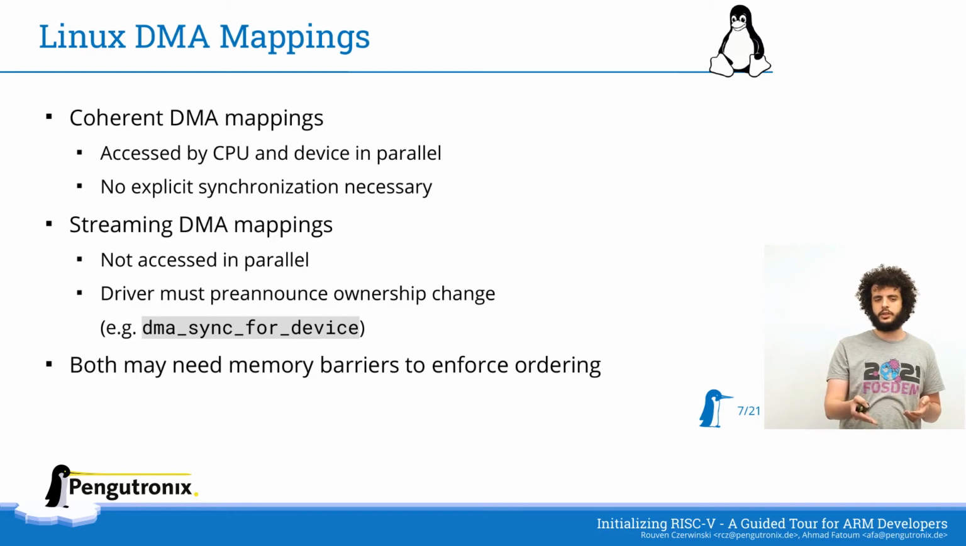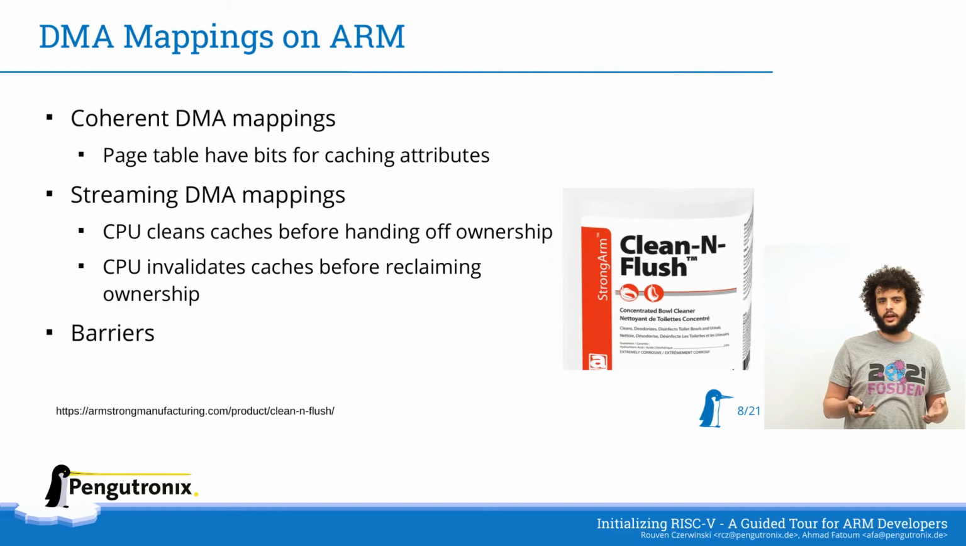So after that function returns, the address of this buffer can be passed to the hardware, and it will access the data I just have written. Keep in mind that this is different from memory barriers. So this ensures visibility, not order, which is what you need memory barriers for. How does that look on ARM?